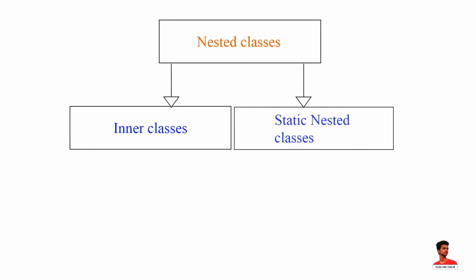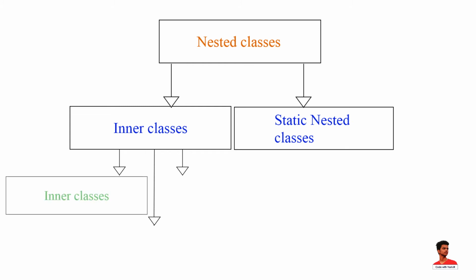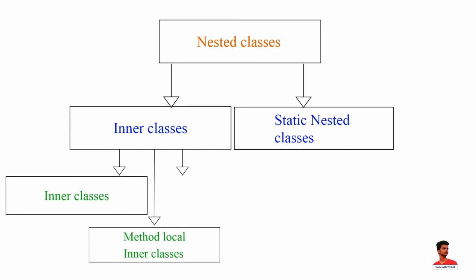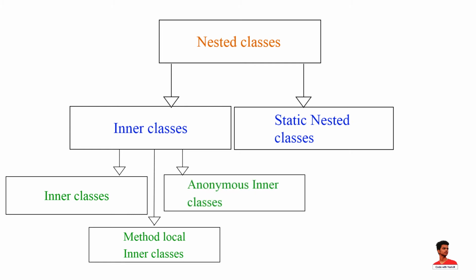Inner classes are of three types depending on how and where you define them: inner class, method local inner class, and anonymous inner class.